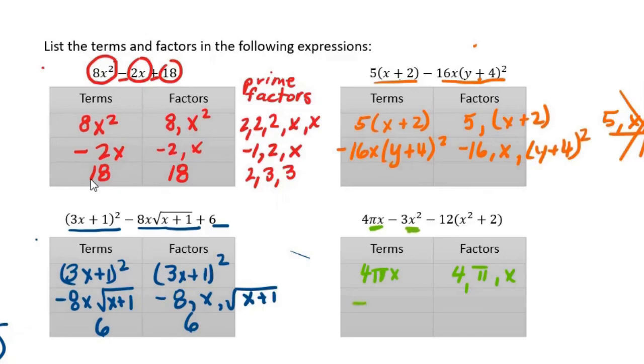We have a second term of negative 3x squared. So you can think of this as adding negative 3x squared. And then a third term, negative 12 times x squared plus 2. So for negative 3x squared, the factors are negative 3 and x squared. And for the final term, we have negative 12 and x squared plus 2.